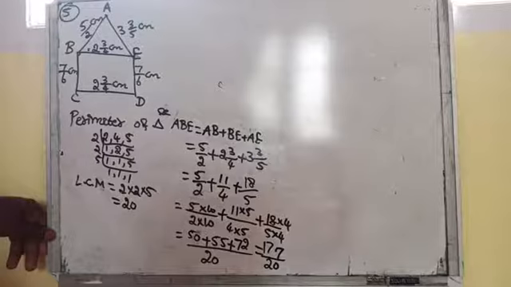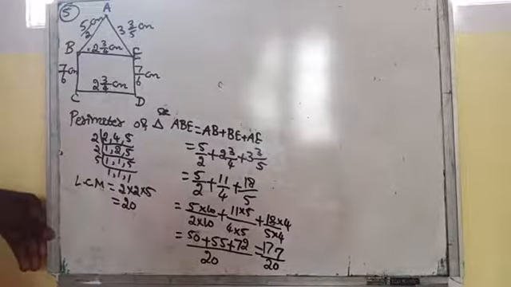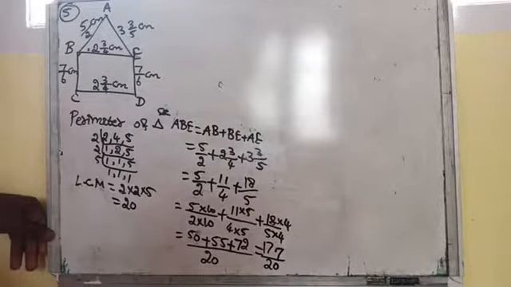Am I right here? Yeah. Now we found the area of the triangle ABE. We found the perimeter of the triangle, and now we have to find the perimeter of the rectangle. You have to find the perimeter of the rectangle BCDE. Okay.